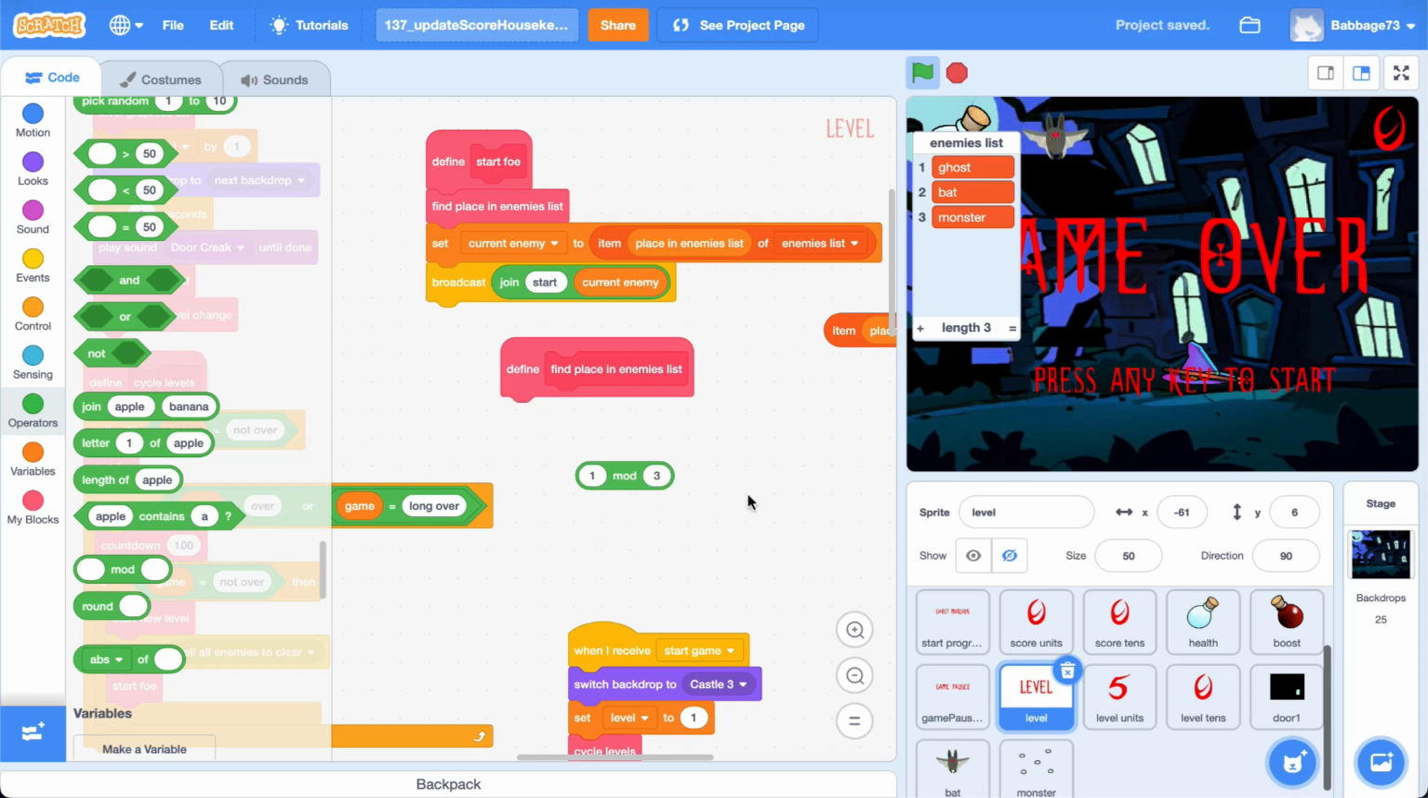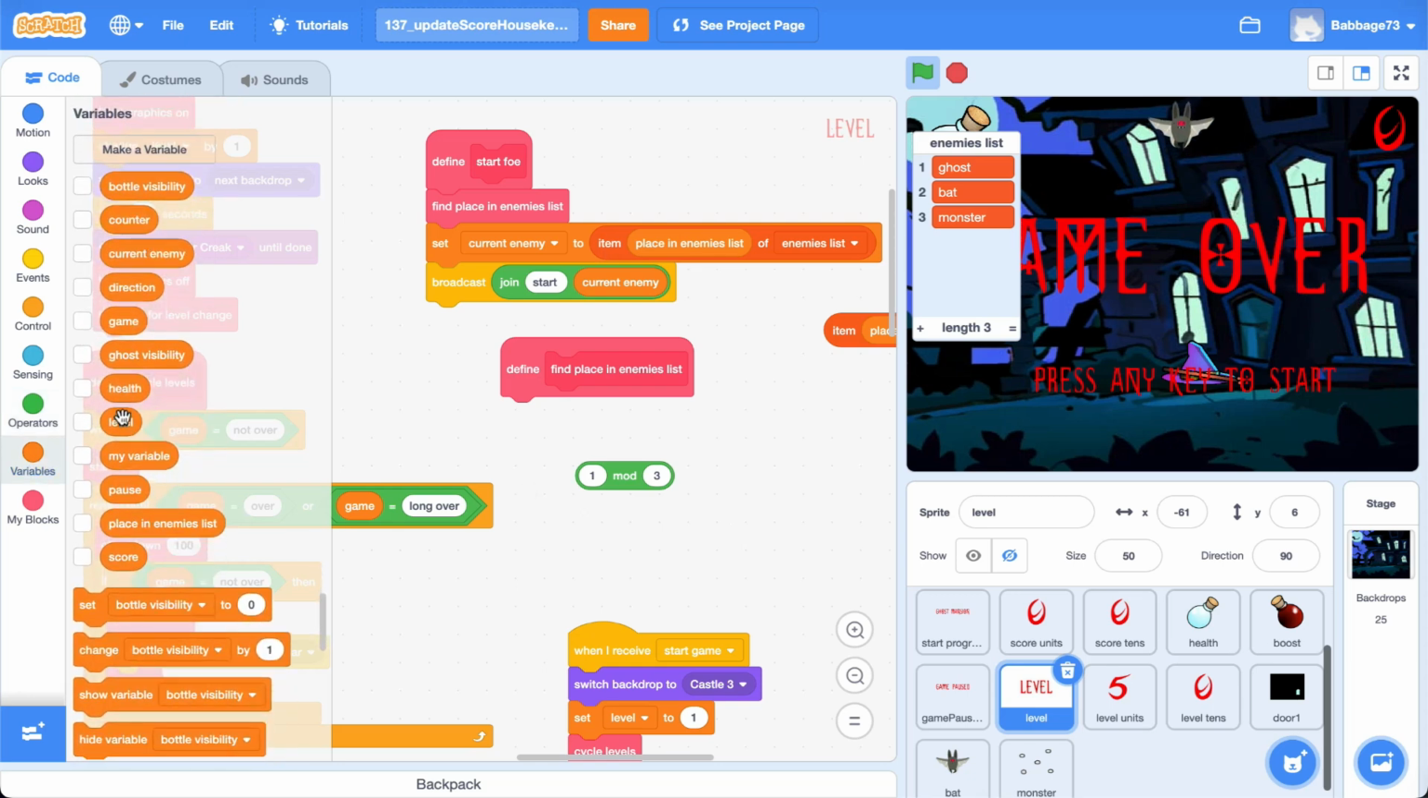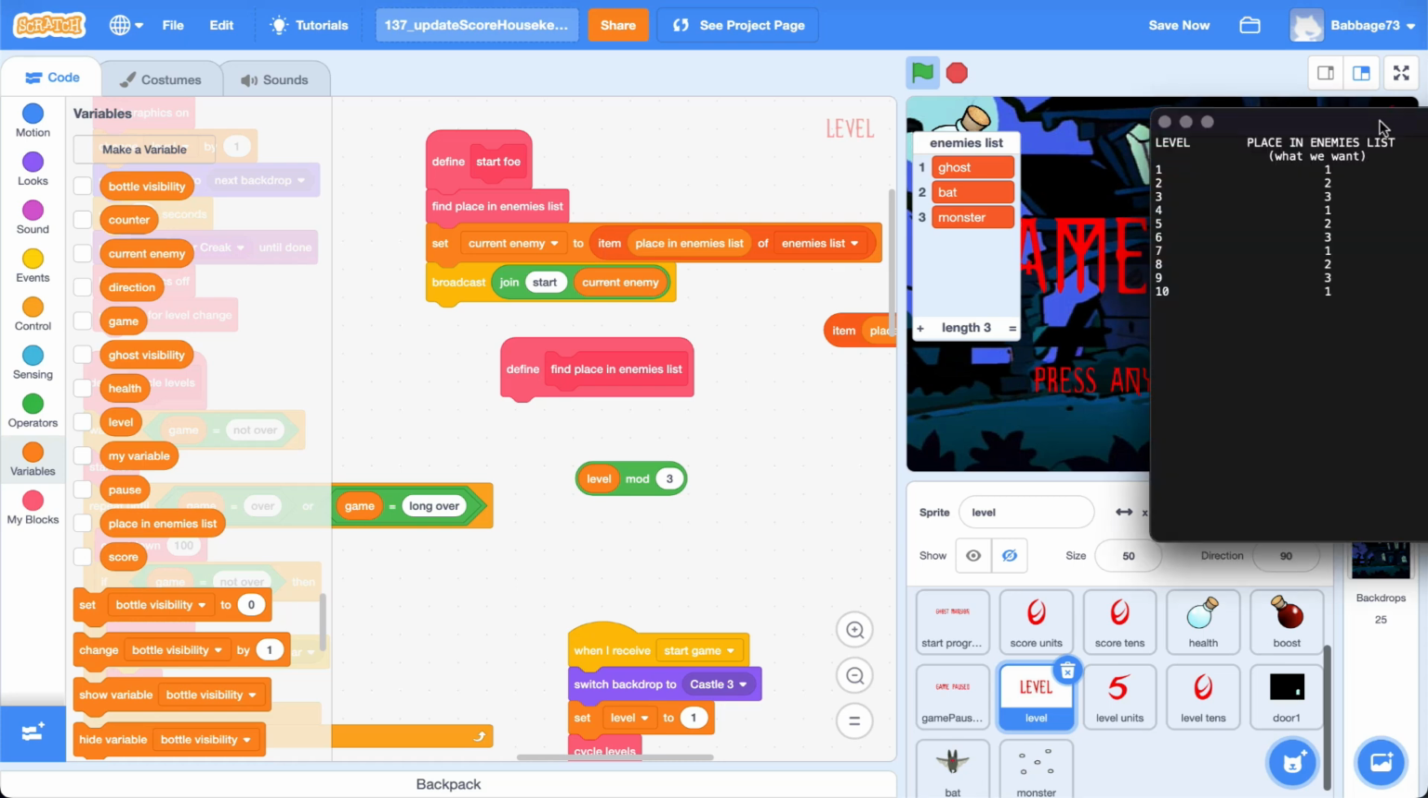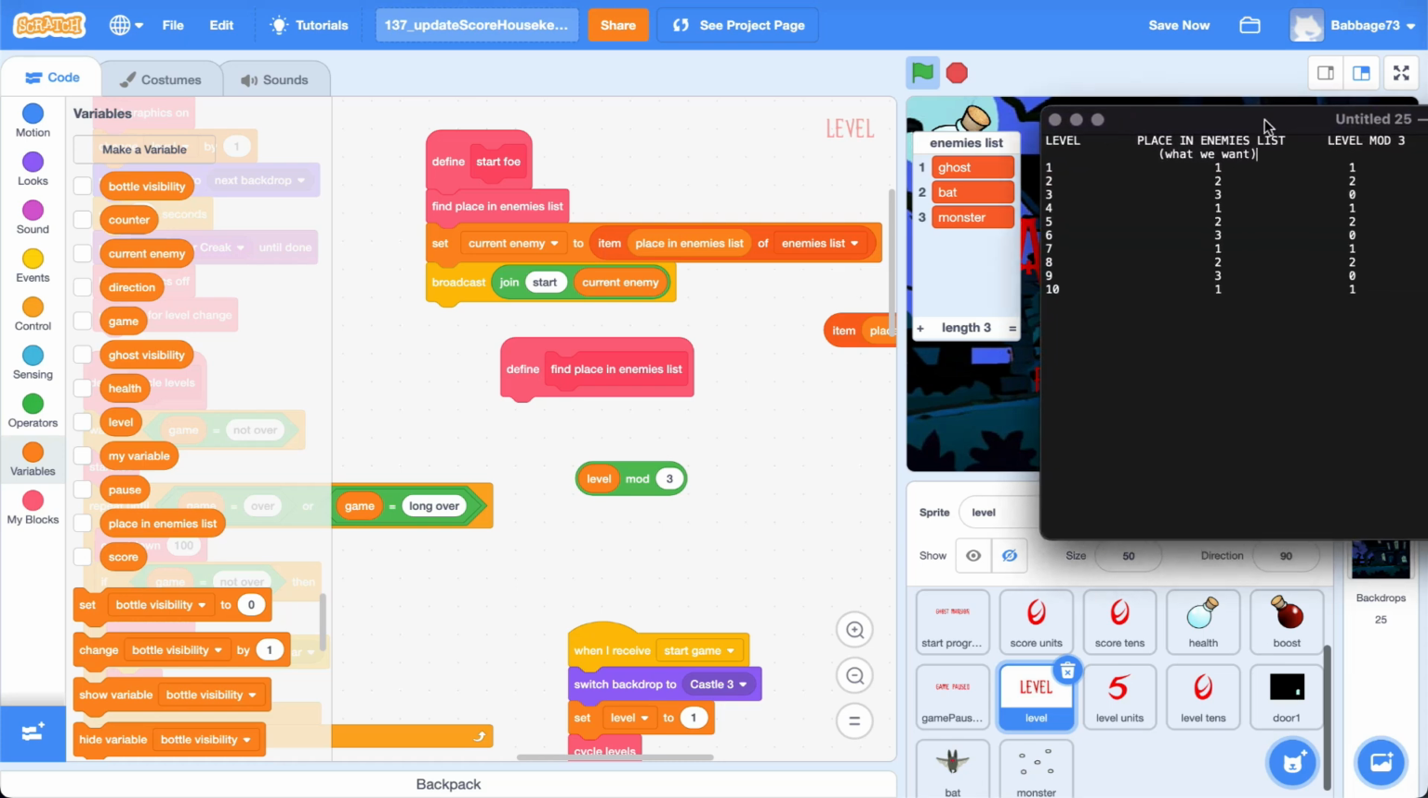Okay, so we're going to use this to try and get this pattern 1 2 3 1 2 3 1 2 3. So here's an attempt. Suppose that I grab the level variable and I stick it in here. Then what do I get? Well, I almost get what I want. So what I want is 1 2 3 1 2 3 1 2 3 1 2 3. What I actually get from this level mod 3 is 1 2 0 1 2 0 1 2 0 1 2 0. Which is almost right, but it's not quite right.